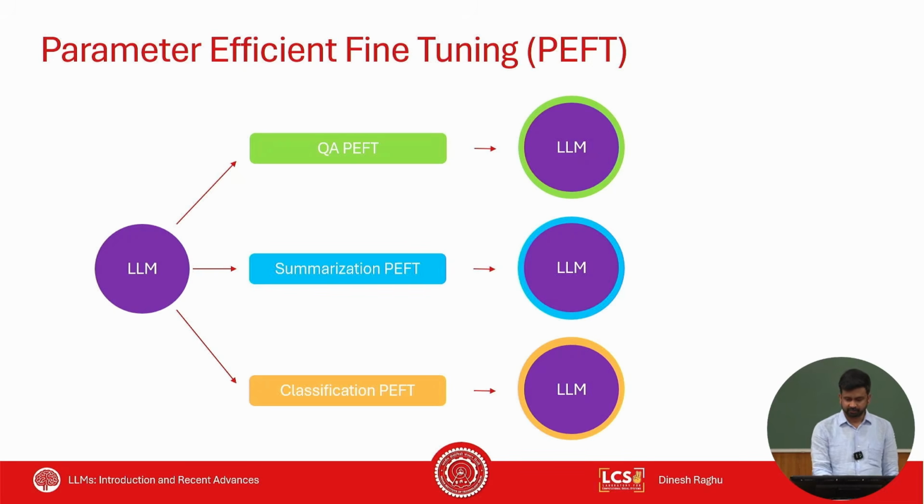So here, as you see, if you have to train a QA model on top of an LLM using PEFT, then you would get a very incremental number of parameters compared to what the LLM already has, and that would represent everything that's needed to learn the task.